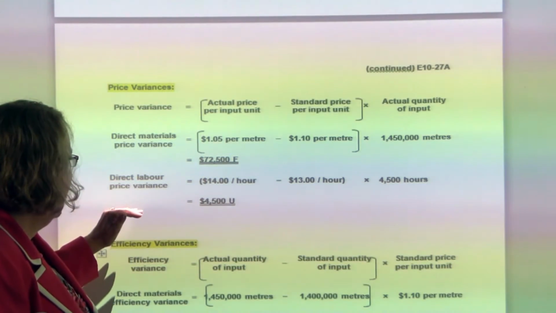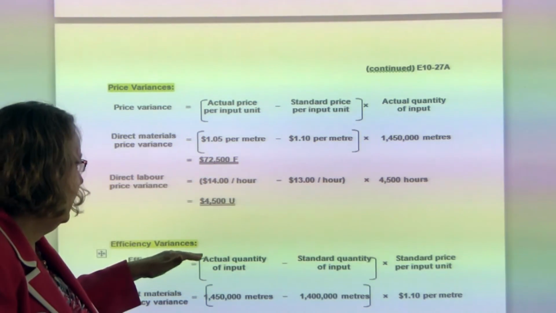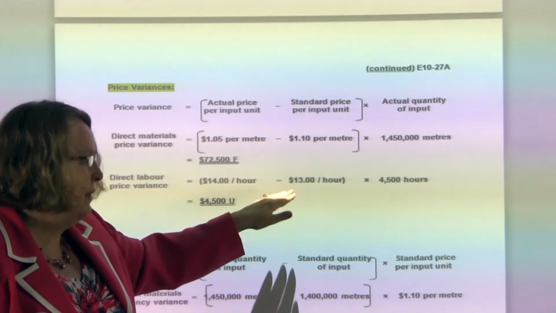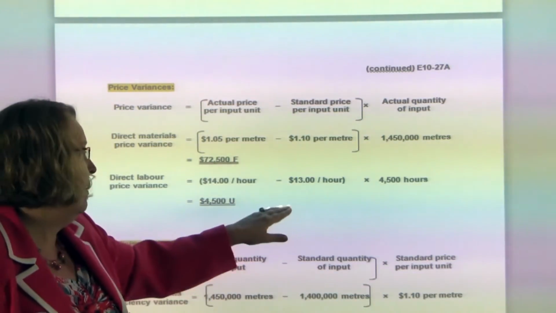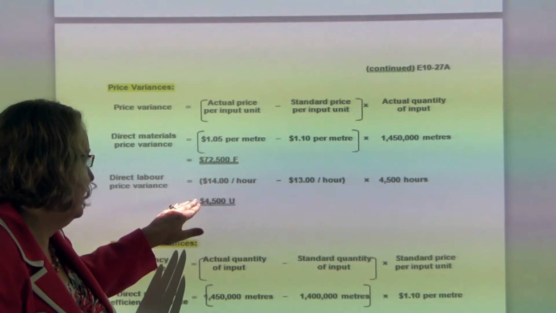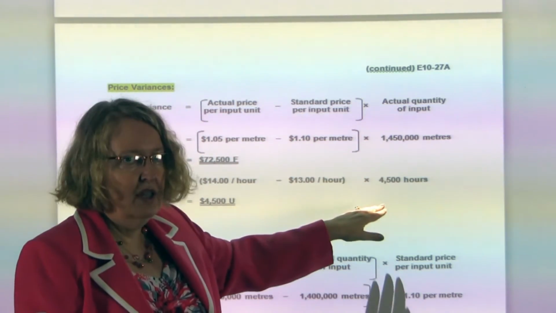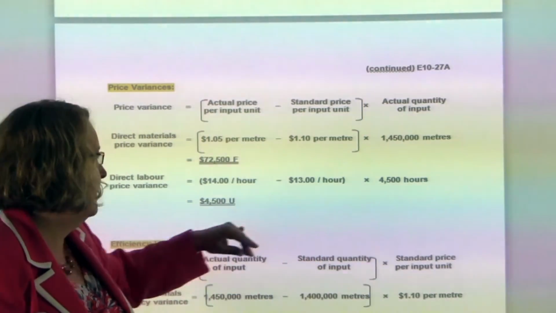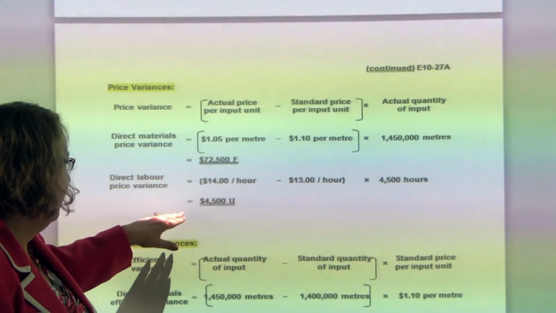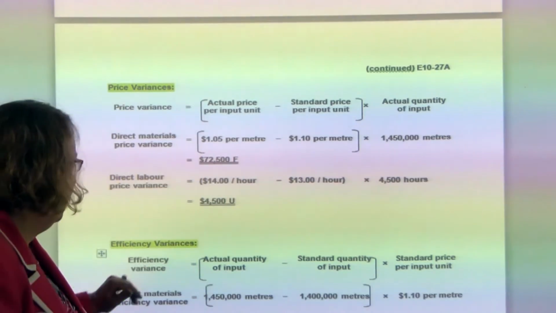For your direct labor price variance, again, here you had expected to pay $13 an hour, but you ended up paying $14 an hour. You're going to multiply that by the actual number of hours used. So that's an unfavorable variance for labor.